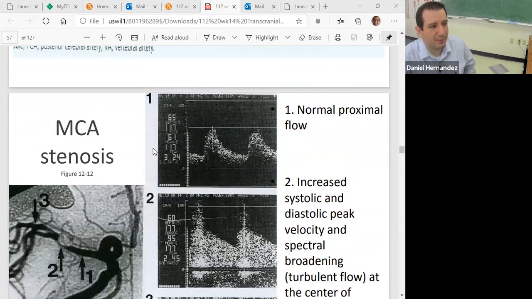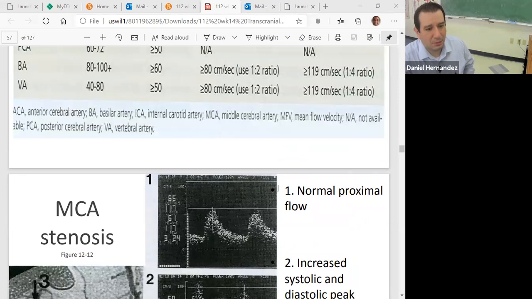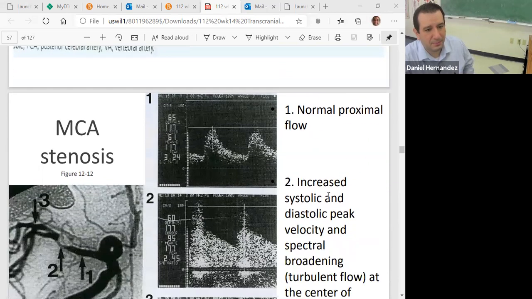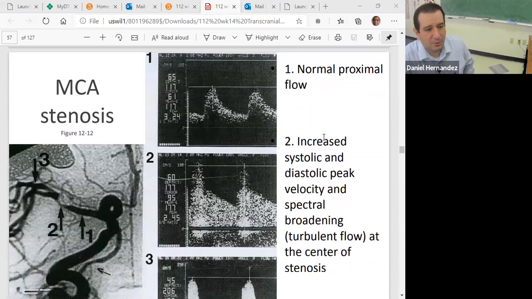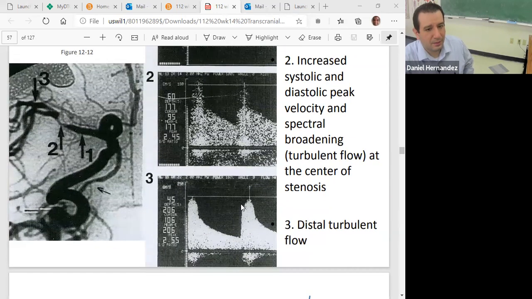So this is an example of a middle cerebral artery stenosis. This is a normal proximal flow. Then as we approach the stenosis, or get into the stenosis, we have increased systolic and diastolic velocities. We see our spectral broadening, and we get distal turbulent flow, distal to the stenosis.